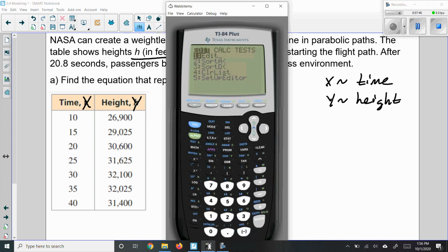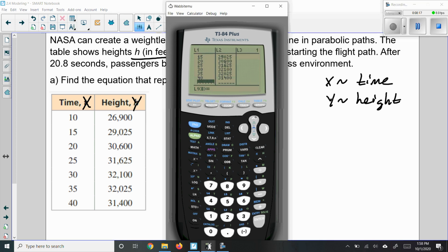Okay, so to do that, I'm going to press Stat. I'm going to go to Edit. Now I still have the values from my previous try, so I'm just going to delete those. Now, let's put the x's in L1. So 10, 15, 20, and like magic, it's done.